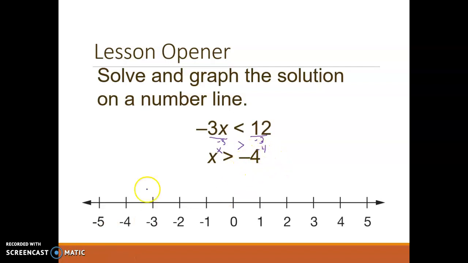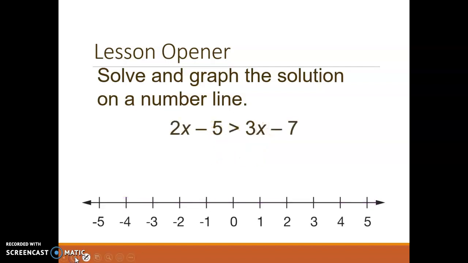Now this is not equal to -4, so we don't want a solid circle. We want an open circle, saying here's where we're starting, but we're not really going to include this -4. And because it is greater than, our arrow does go to the right. Greater than goes to the right.